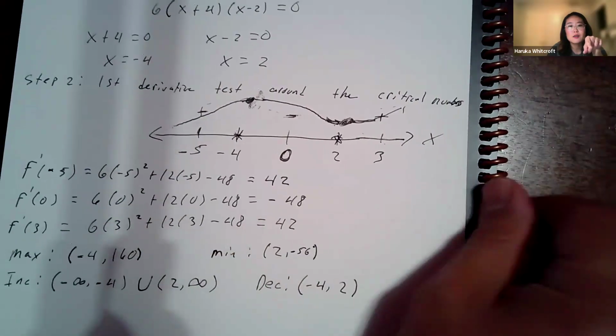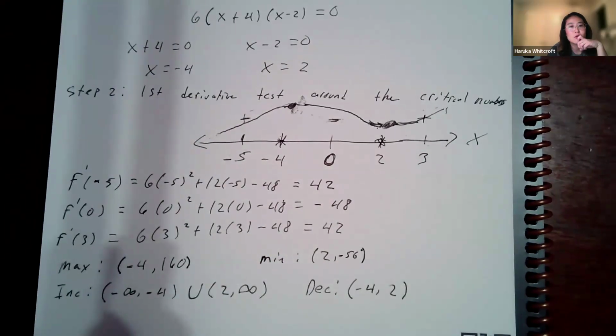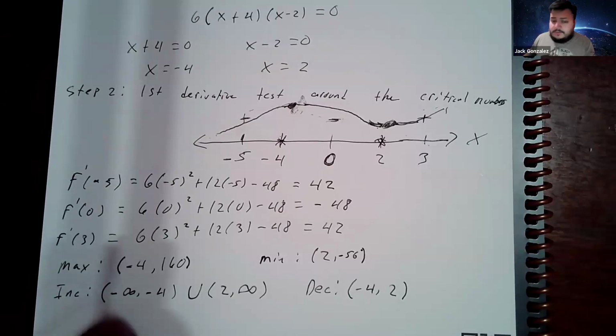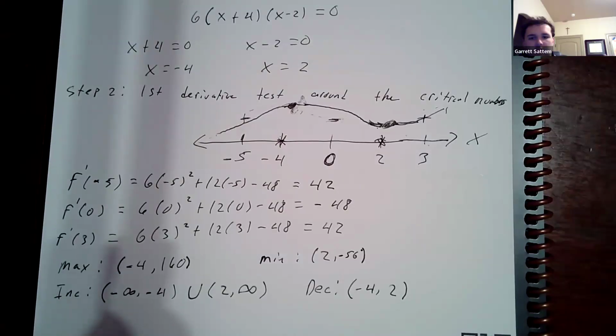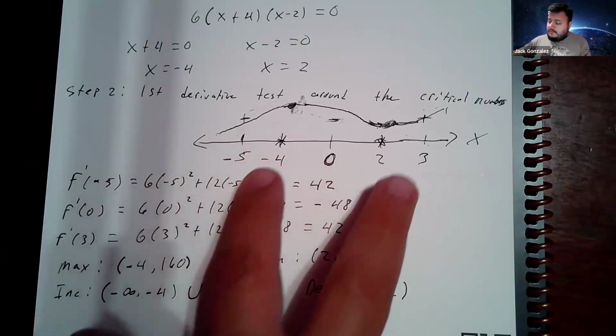I have a question. So the decreasing, it says -4, comma 2. Where did the 2 come from? Are there any questions on example 2? The 2 is the second critical number. So is it from the critical value? Yeah, these are the critical numbers.